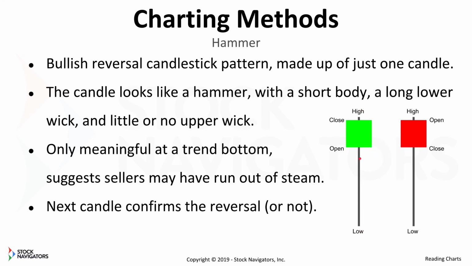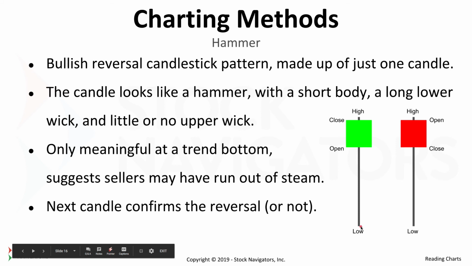But the key point here, the idea behind this, is that it's a long wick and then a small body up at the top. It is specifically meaningful at a trend bottom, okay? Because this is a bullish pattern. And the reason it's meaningful at the bottom is because price is coming down, down, down, and then the sellers managed to push price all the way down to here, right? All the way down to this low point.